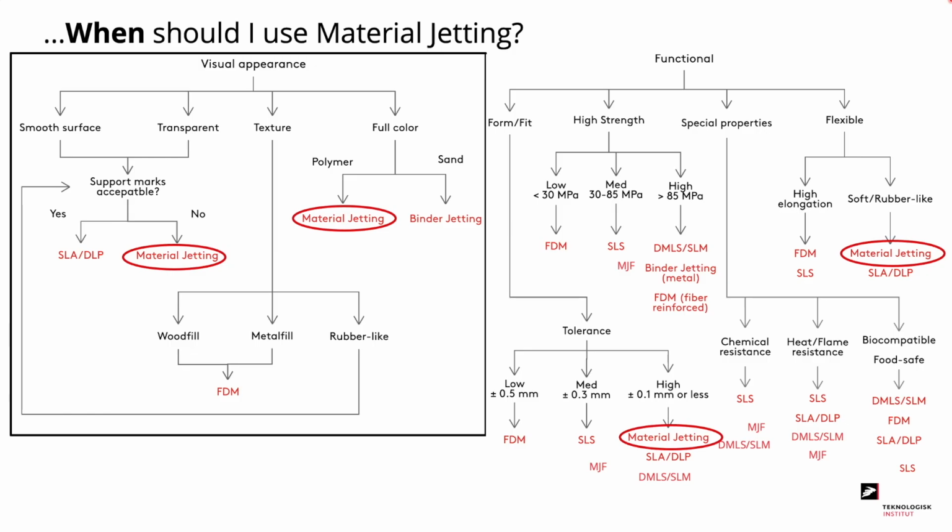With additive manufacturing, we typically distinguish between visual appearance and functionality. Material jetting gives us parts with visual appearance mainly. You can get a very smooth surface, you can get transparent parts, and you can get parts in full color. The visual appearance is also supported by very high tolerances, and you can get parts with rubber-like materials. But the parts are very fragile, so the functionality is very limited.